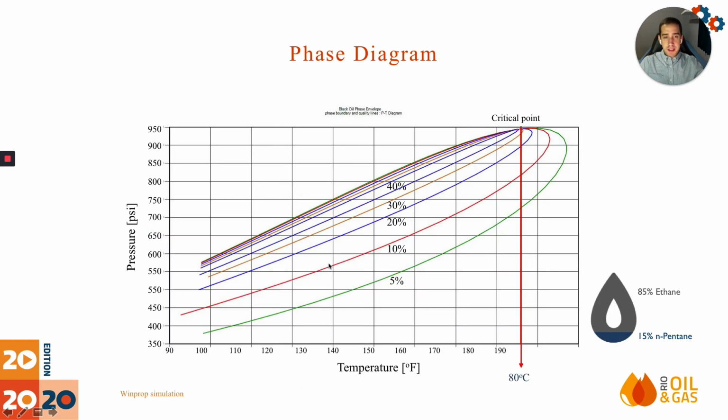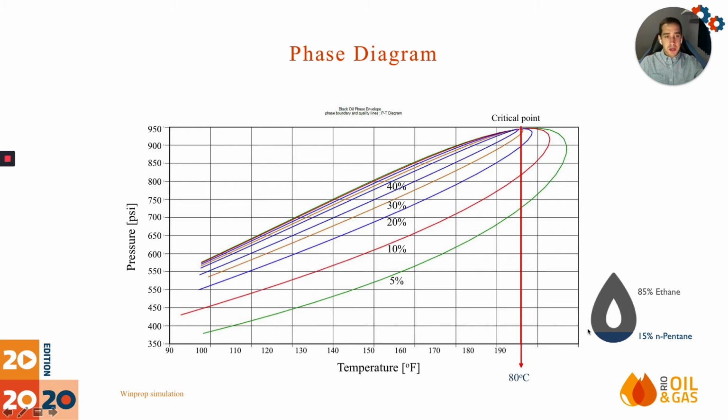Here we have the phase diagram for our mixture. We can see that at all moments the pressure is higher than 950, and the temperature that we are going to use in the experiments is 80 degrees Celsius.